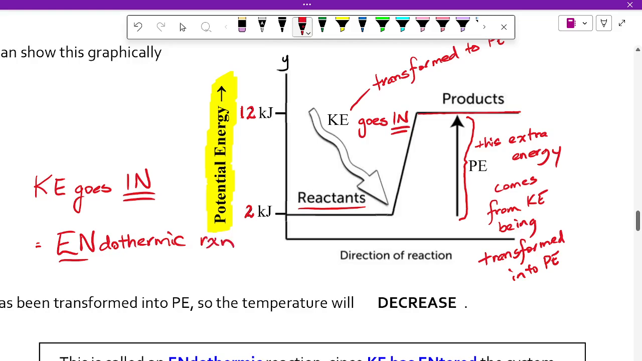So the kinetic energy goes in, that is endothermic. But don't forget, when it goes in, it is then transformed into potential energy. So do endothermic reactions get warmer or cooler? They get cooler. So it gets cooler as KE changes into potential energy.